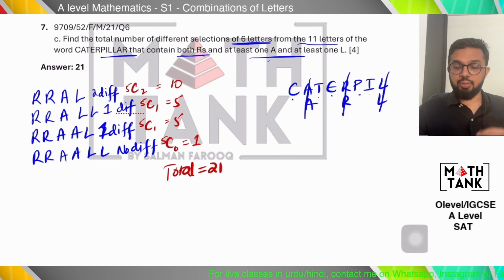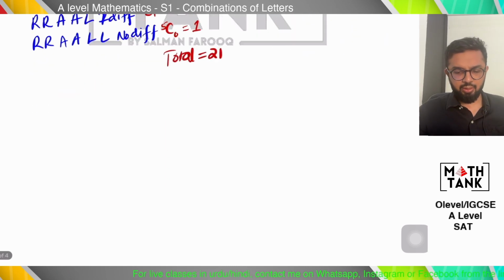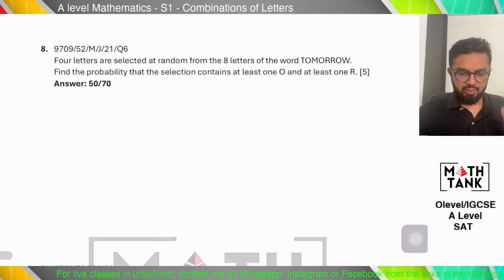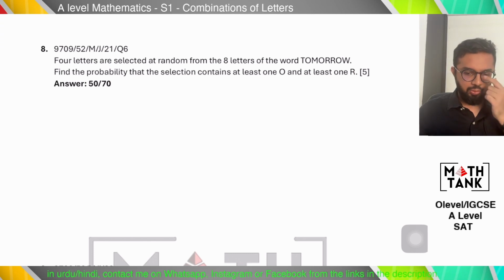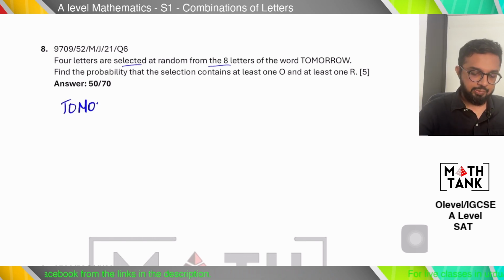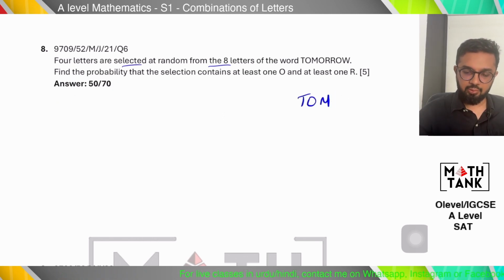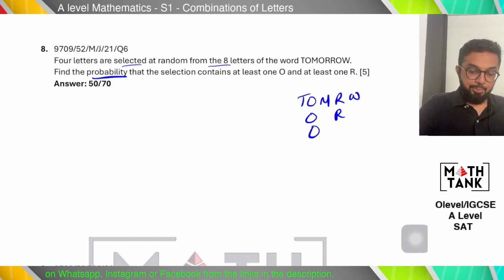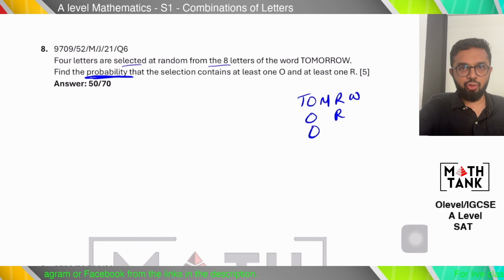That's a repeated question. You see, there's lots more. There are lots of words that are there, and you can go through the questions. Four letters are selected at random from the eight letters of the word tomorrow. Okay, so let's write down tomorrow here first. Tomorrow. Okay, find the probability. Now this question has changed.